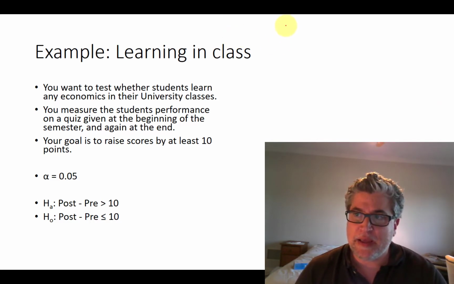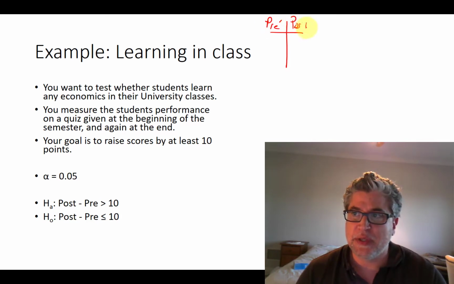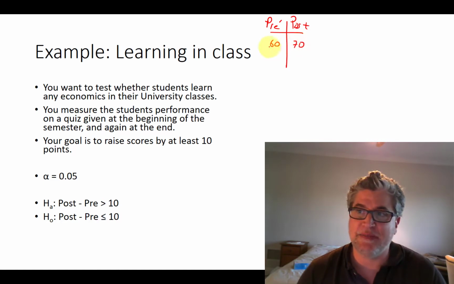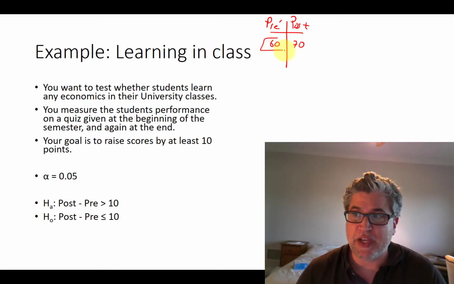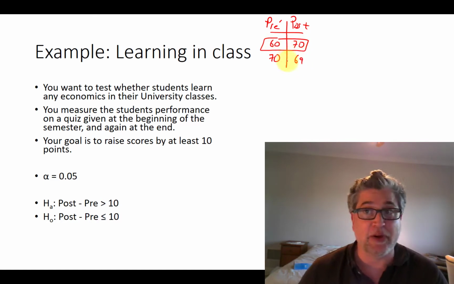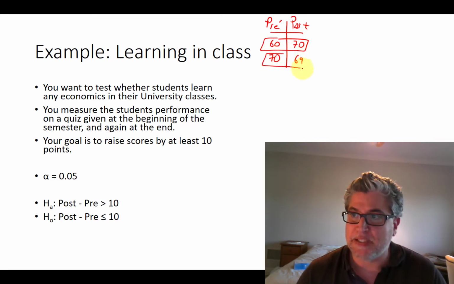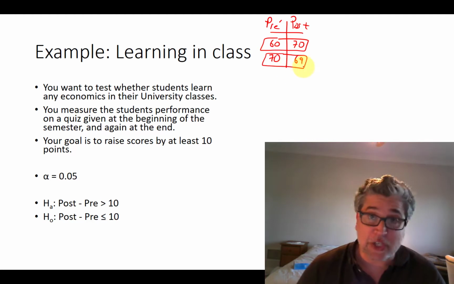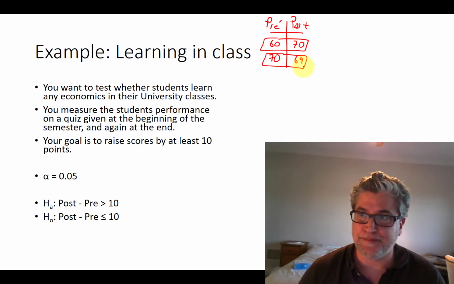Each observation has a pre and a post. A particular student might have scored a 60 and then it might have gone up to 70. But that's one particular observation. And maybe somebody else did pretty well and actually slightly went down. It's possible. But you can't rearrange the 70 and the 69, because they match up together. Each pair makes up an observation. So we've got a matched pairs situation going on.